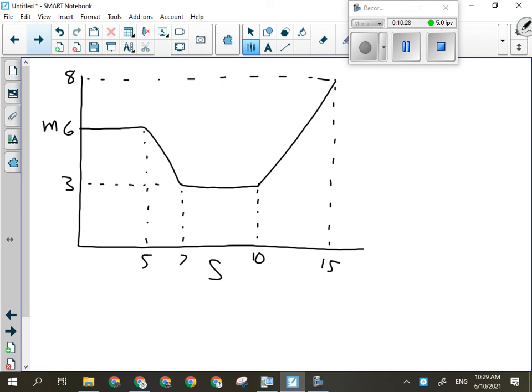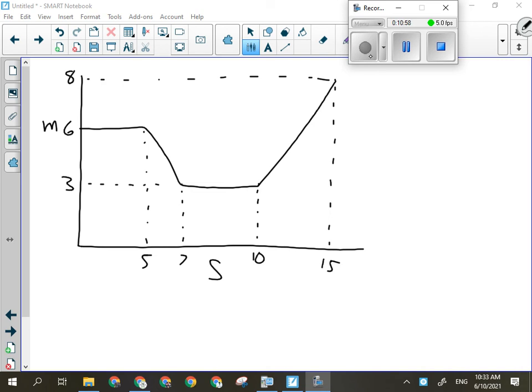So I got this position versus time graph. I want you to calculate the total distance traveled. Give me a minute. Okay, so the total distance traveled is 8 meters because in the first 5 seconds, the object didn't go anywhere. Okay, this is a position versus time graph. A flat line tells us no movement.